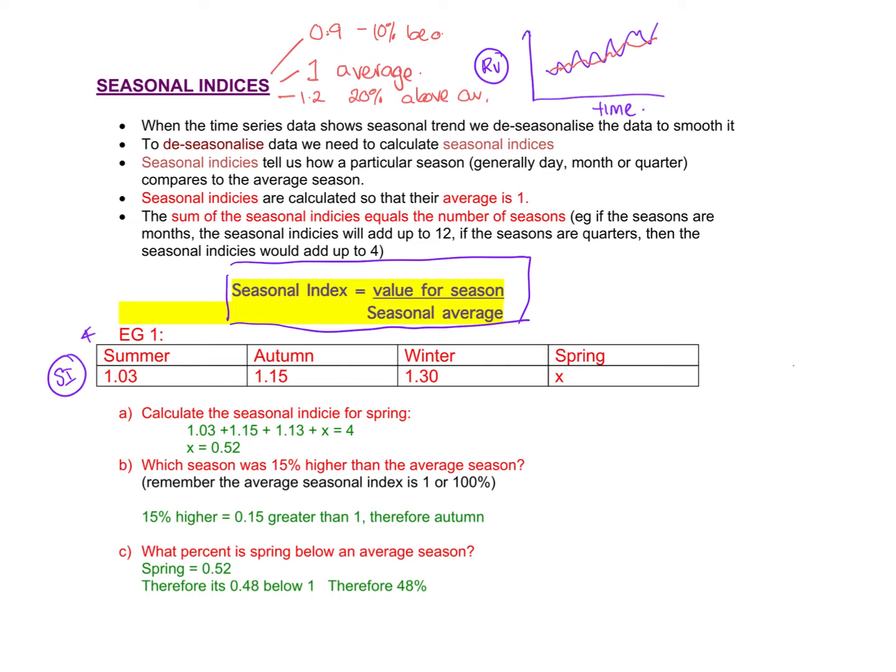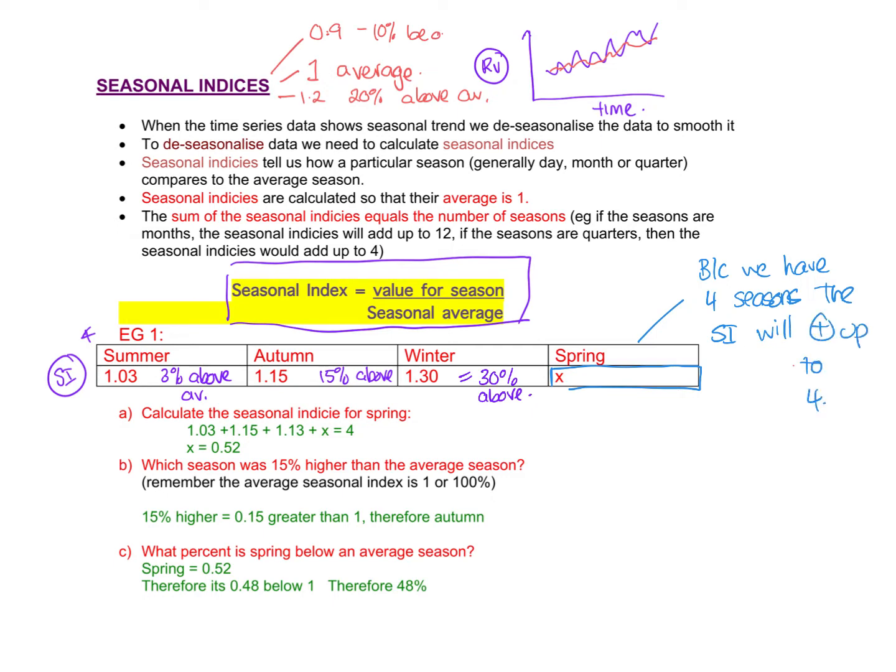You can see here that summer is 3% above average because it's 1.03. Autumn is 15% above. We'll change this one to 1.13, I think it was wrong. Actually, we'll just leave it. This one says 30, so it's 30% above. This one here is missing, so we don't know it. When you add up all the seasonal indices, you should get the number of seasons you have. Here, because we have 4 seasons, the seasonal indices will add up to 4.